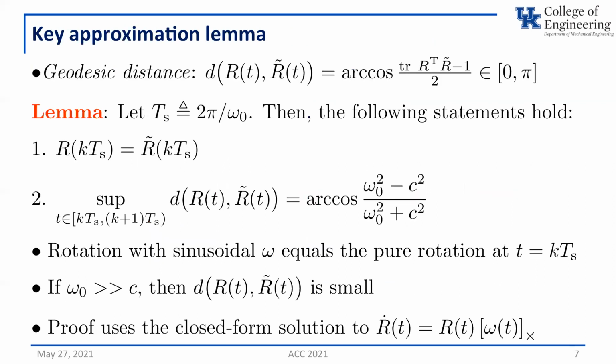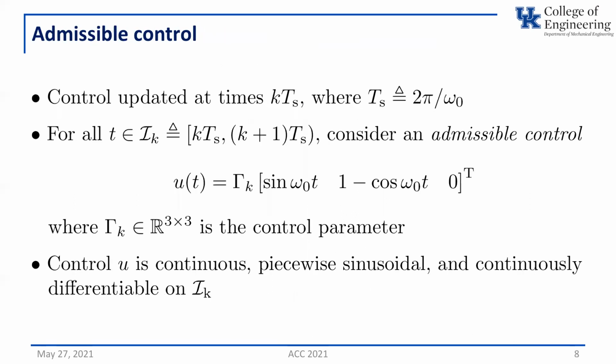Consider a time interval T_s equal to 2 pi over omega sub 0 and let k be a non-negative integer. Then this important result shows that the rotation R due to a sinusoidal angular velocity equals the pure rotation R tilde at times k T_s, and the geodesic distance between R and R tilde is bounded at all times. Furthermore, if the frequency omega sub 0 is much bigger than c, then the distance between R and R tilde during the interval k T_s to (k+1) T_s is small.